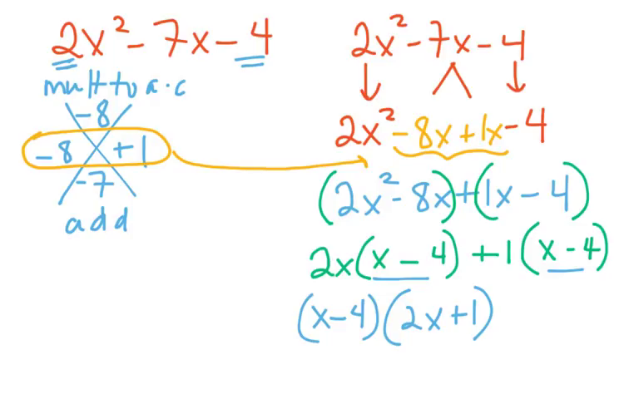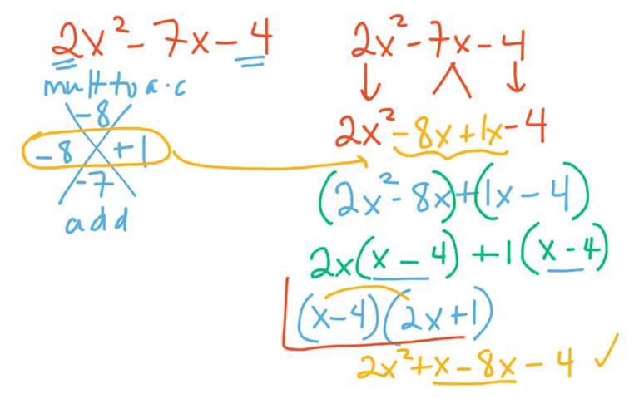We can multiply it back together to check it, and we get 2x squared plus x minus 8x minus 4, which I know is going to check because the x minus 8x is negative 7x. So it checks. These are my factors. Okay, I've broken down this trinomial into 2 factors. Let's try another one.